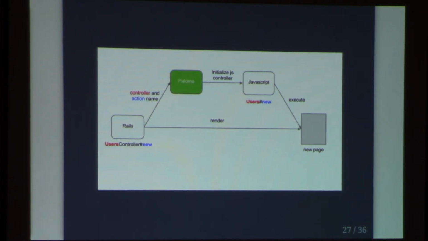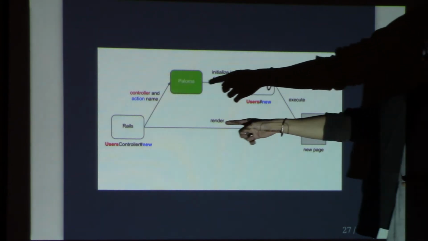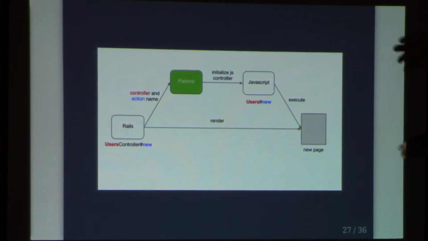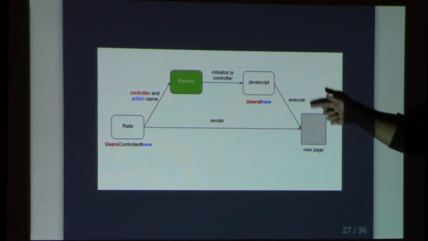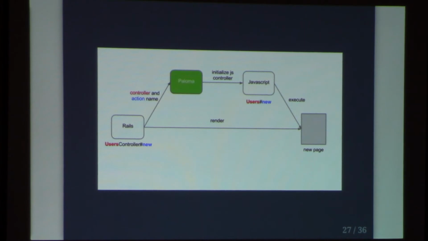This is what is happening in the background. So on Rails, Rails will render this page using this controller and this action, users controller new. Then it will also tell Paloma that, hey Paloma, this is the controller and this is the action that initiates the render call. With that, since Paloma already has that information, it will know what JavaScript controller to initialize and what JavaScript controller action will be executed. So this is how the page-specific JavaScript happens.